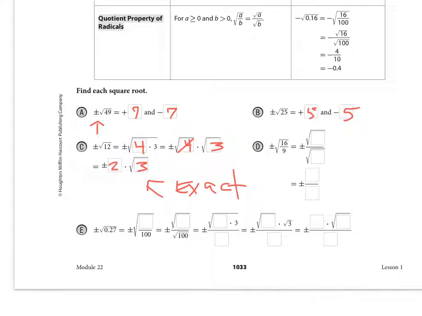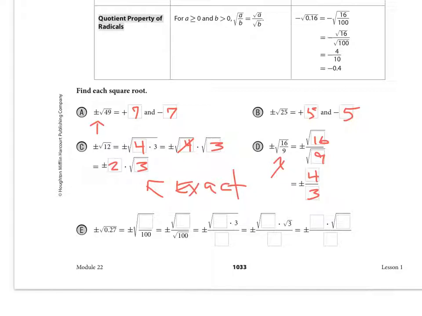What about the square root of a fraction or a quotient? Well, you split it up: square root of 16 over square root of 9. The square root of 16 is 4, the square root of 9 is 3, and again you have plus or minus.